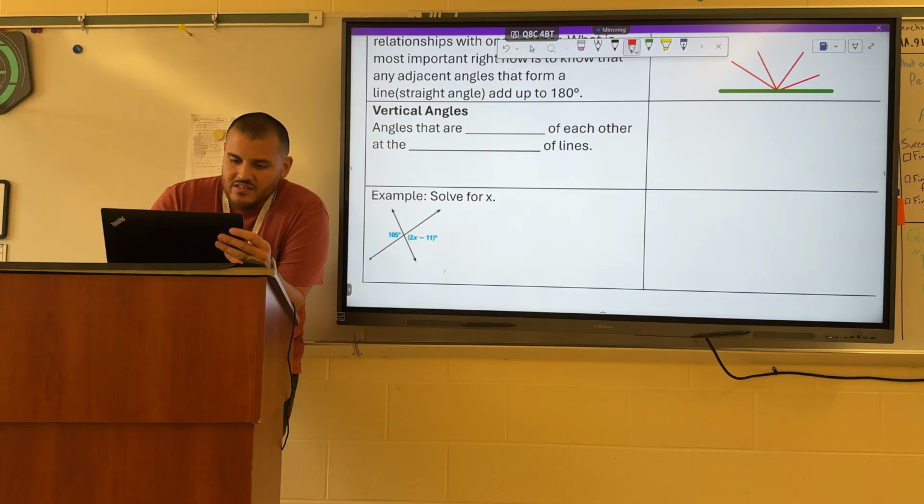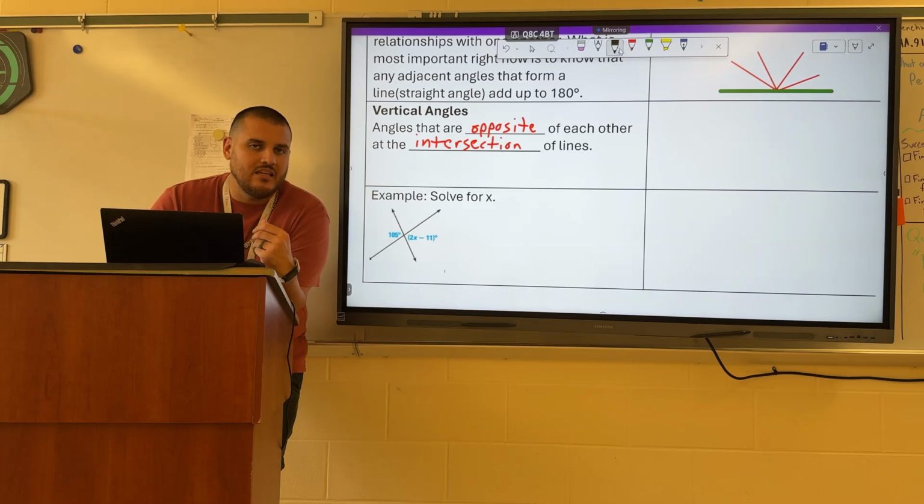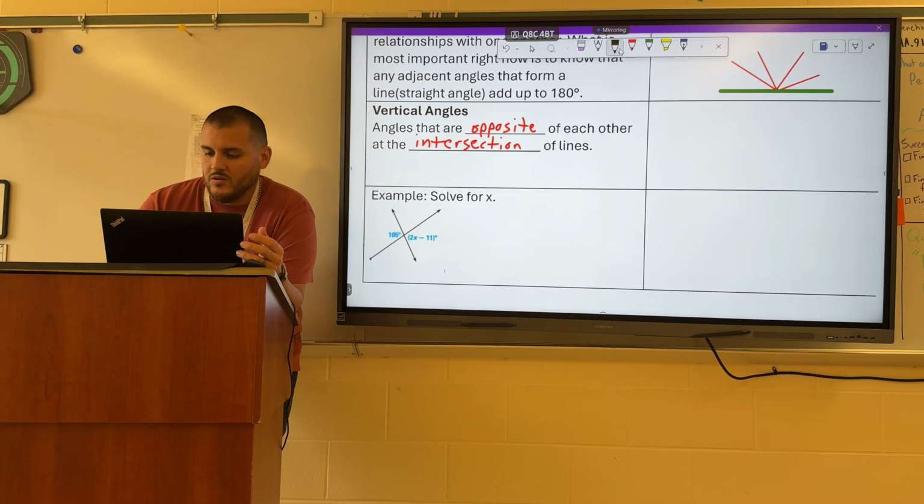The last angle pair that we're going over today is vertical angles. These are angles that are opposite of each other at the intersection of lines. So anytime we have segments, rays, or lines intersecting each other, they're going to give us vertical angles. So let's see what that looks like. I'm going to draw a line.